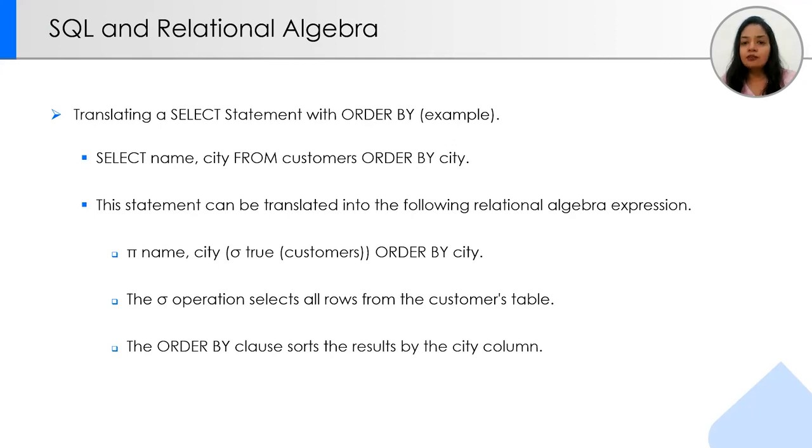This query is resolved using the following steps in a relational algebra expression: pi name city sigma true customers, order by city. True is used because it is checking whether the condition is fulfilled or not. Then the sigma operation selects all rows from the customers table. Lastly, the order by clause sorts the results by the city column, and thus you get what you are looking for.